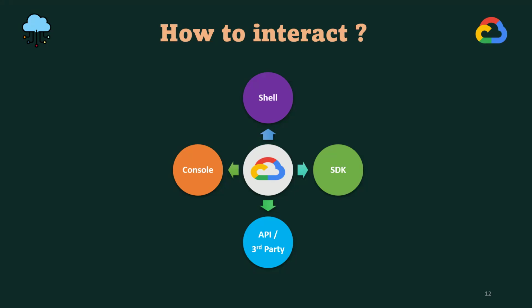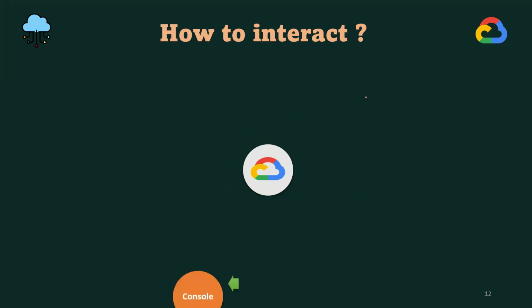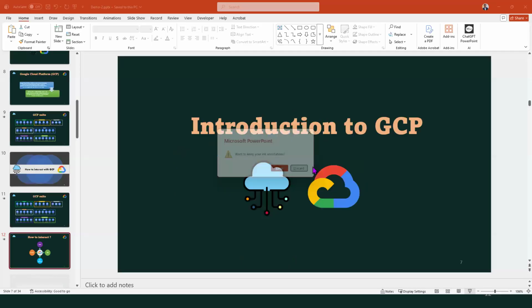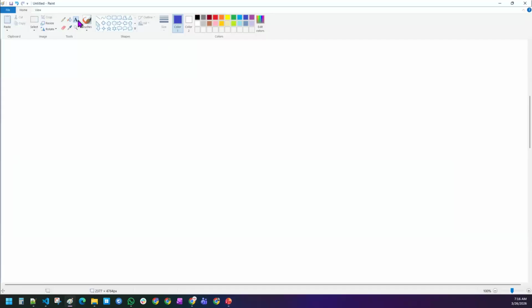To interact with these GCP services, there are totally four methods. The very first method is console. The second one is Cloud Shell, then Cloud SDK, and APIs and third-party tools. So let us try to understand each one with an example so that you guys can understand how to interact with these GCP services via these methods. Right, sir? So for that, let me go to the paint. The very first method, tell me guys, what is the very first method?